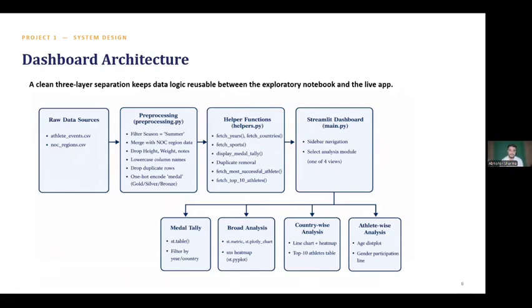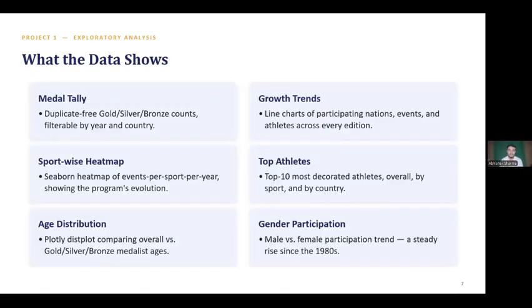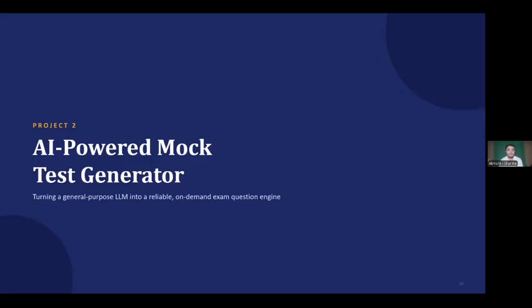This is the dashboard architecture, what all I did. At first, I merged the athlete events CSV and the NOC regions CSV. After that, I did pre-processing. With the help of helper functions, I worked on the main.py file. I created sidebar navigation with four analysis views, which you can see on the sidebar later on: medal tally, overall analysis, country-wise analysis, and athlete-wise analysis, which I will show at the end. These are the things: medal tally, growth trends, sport-wise heat map, top athletes, age distribution, gender participation.